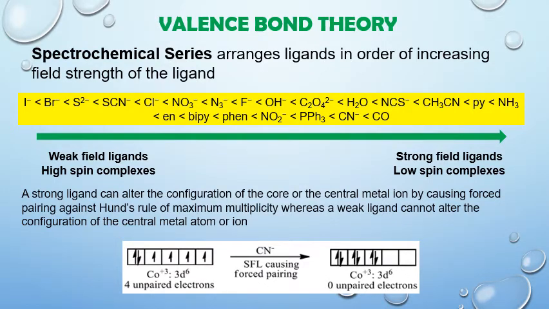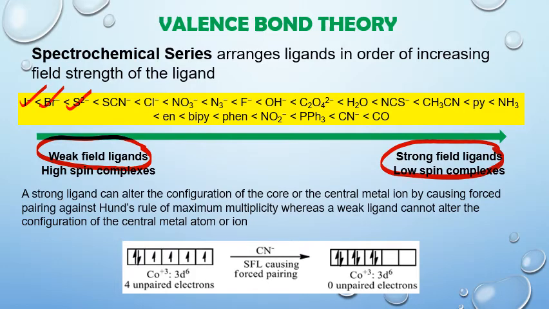So this is the spectrochemical series, which consists of ligands arranged in order of increasing field strength of the ligand. What you can see here on your left are the weak field ligands, iodide, bromide, sulfide, and on your right are the strong field ligands, cyanide and carbonyl.